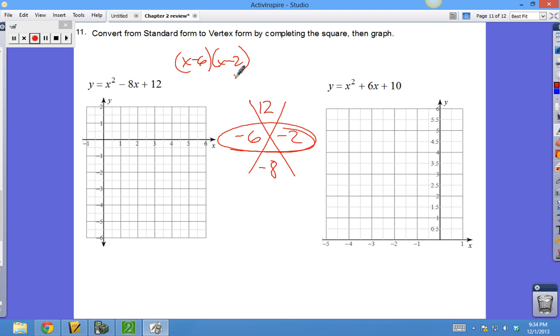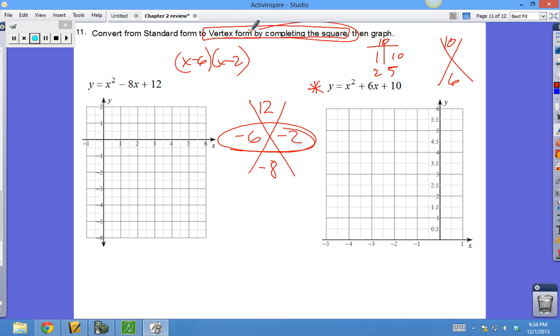This guy is what I wanted to look at. What about this? What's going to times and give you 10, but add and give you 6? And this is nothing. So 10 is either going to be a 1 and a 10 or a 2 and a 5, and there's no way you can get a 6 out of those. So if you cannot factor it, we are going to morph it into vertex form by completing the square.